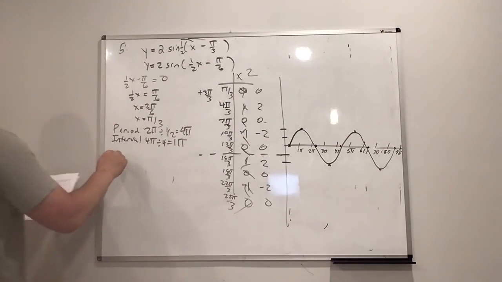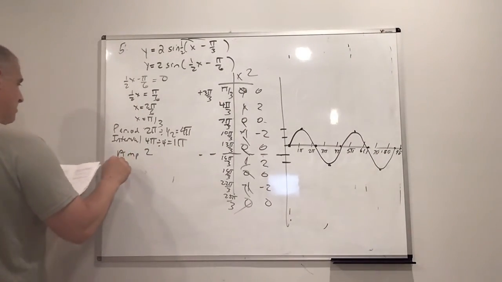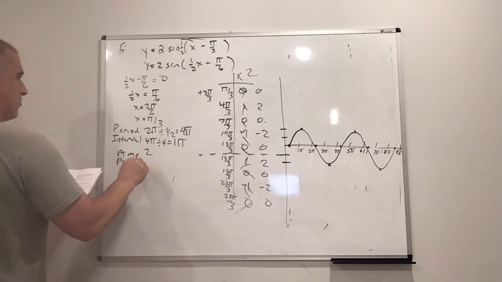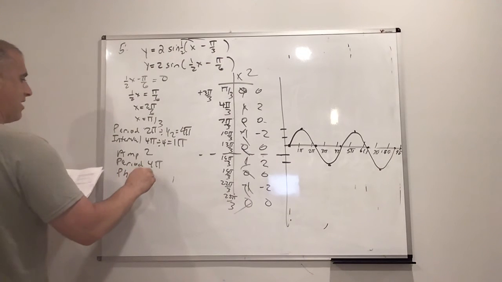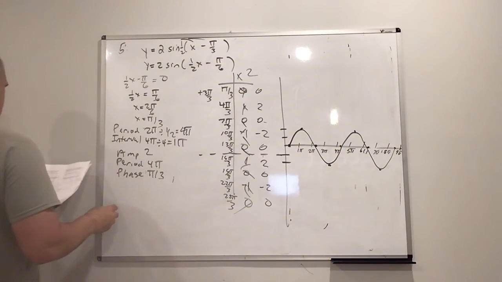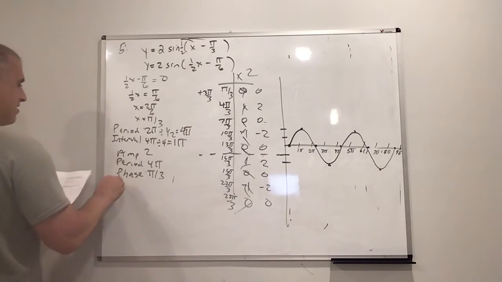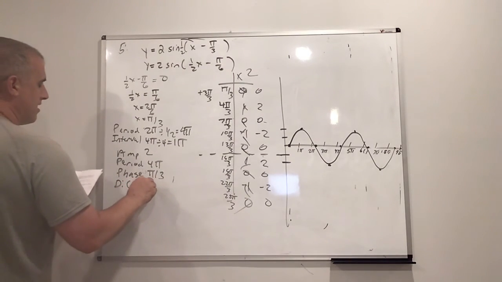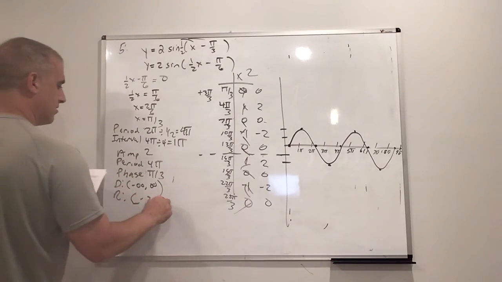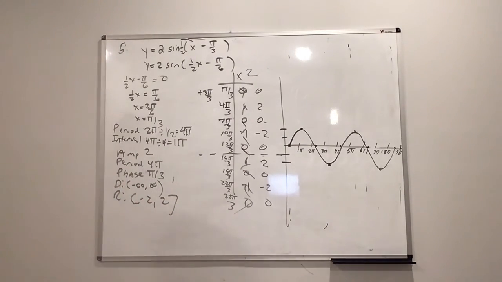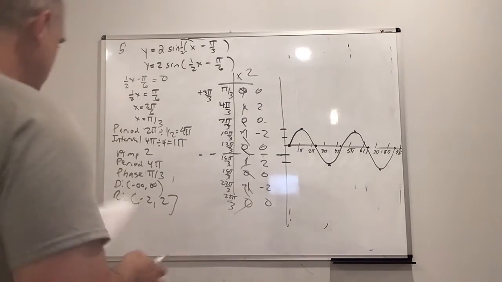Okay, so my amplitude would be 2, my period would be 4 pi, my phase shift would be pi over 3, my domain is -infinity to infinity, and my range goes from -2 to 2. Okay, all right, and we're going on to the last question.